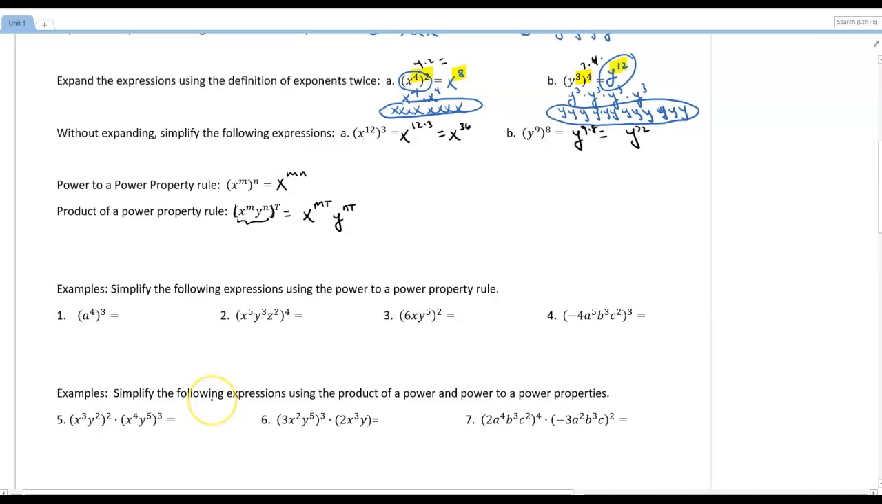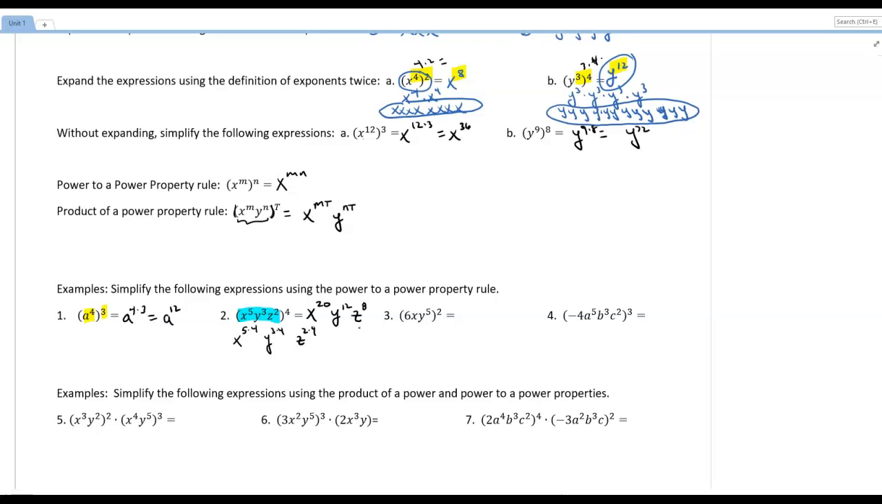So let's look here. The simple problems that we're going to get are examples 1 through 4, just raising these powers to a power. So right now, everything in this quantity is going to be raised to the third power. So the easiest way to simplify this is a to the 4 times 3, which is a to the 12th power. Now, number 2, you've got to remember, all of this is in parentheses raised to the 4th power. So we're basically going to do x to the 5 times 4, y to the 3 times 4, z to the 2 times 4. And if I simplify that, we would get x to the 20th power, y to the 12th power, z to the 8th power. Okay?